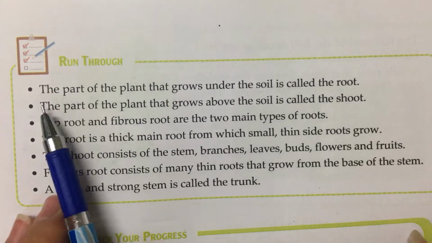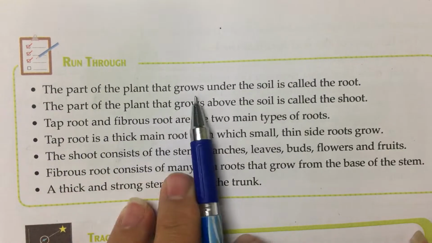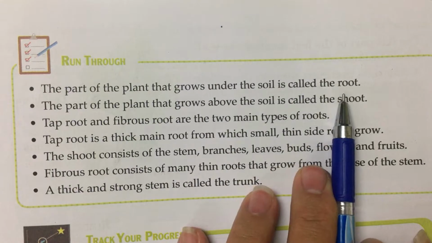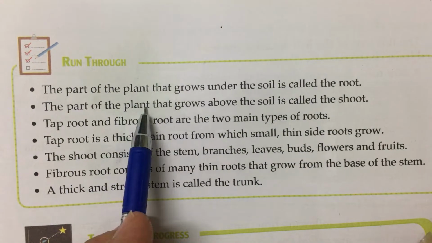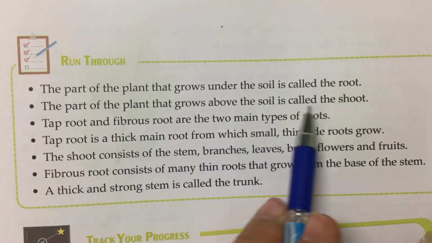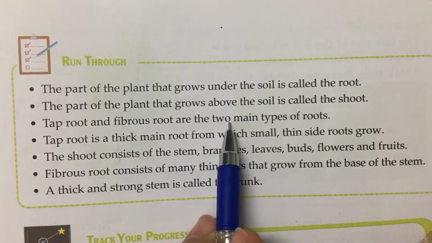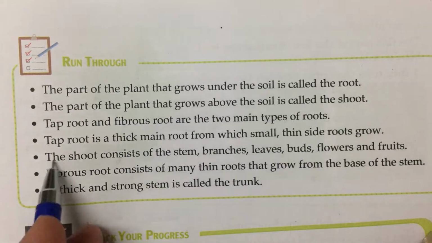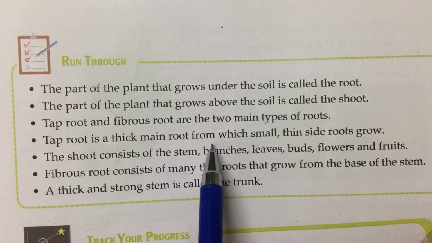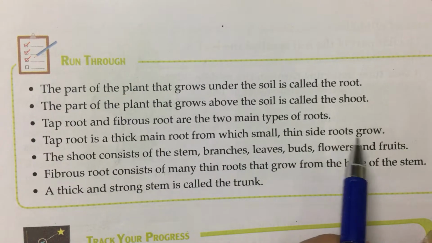Run through. The part of the plant that grows under the soil is called the root. The part of the plant that grows above the soil is called the shoot. Taproot and fibrous root are the two main types of roots. Taproot is a thick main root from which small thin side roots grow.